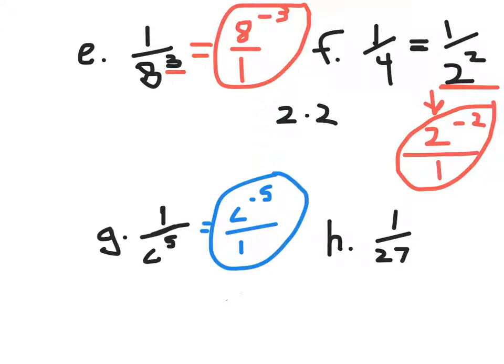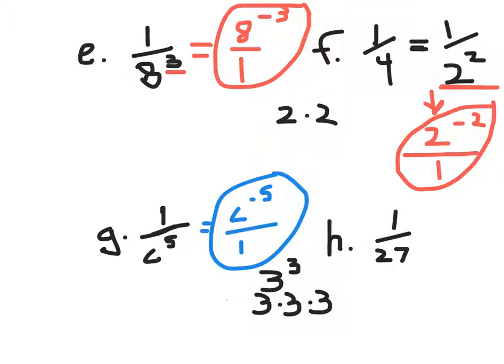We've got one more we're going to do before we wrap up, and that is letter H, where we have 1 over 27. So this one's a little bit trickier. Before we can write this with a negative exponent, we need to figure out what base, when multiplied by itself, will equal 27. Now, off the top of my head, I know that 3 times 3 times 3 equals 27, and that's the same as 3 to the 3rd power.